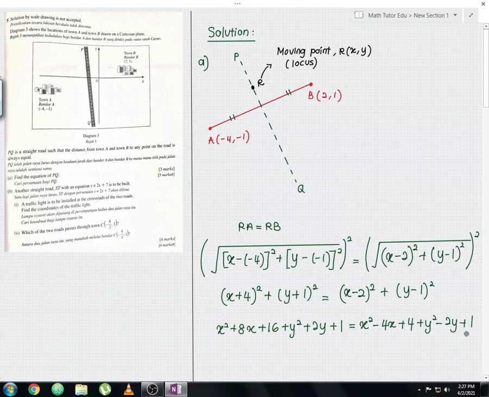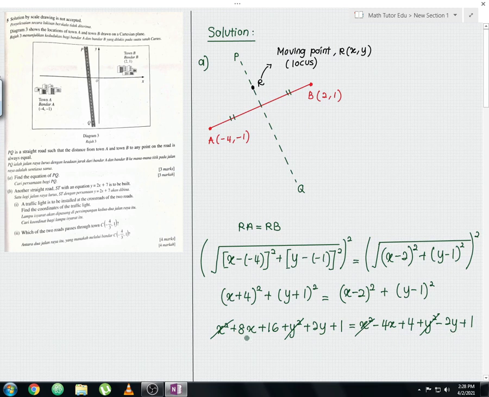Okay, (y minus 1) square, you expand, you should get y square minus 2y plus 1. So the x square on the left hand side and the right hand side, you can cancel them out. The same thing applies for the y square, you can cancel them out as well. So you're only left with 8x plus 16 plus 2y plus 1 for the left hand side. As for the right hand side, you have negative 4x plus 4 minus 2y plus 1. Okay, so let us solve them.